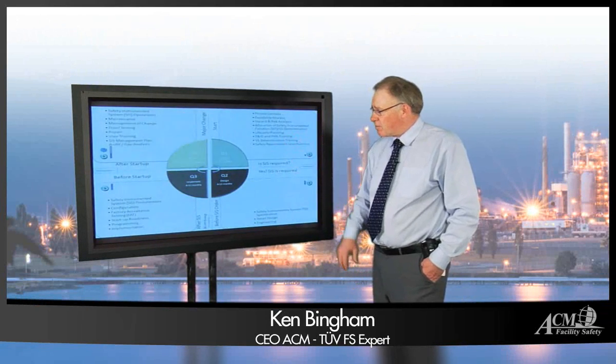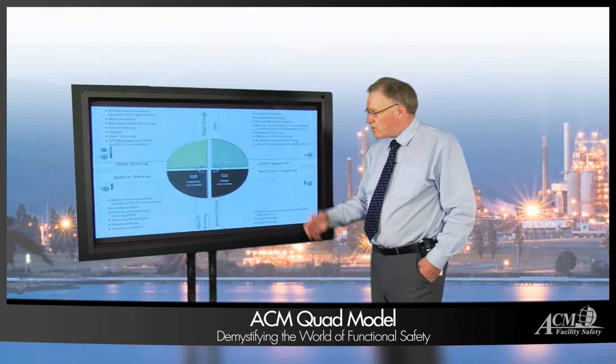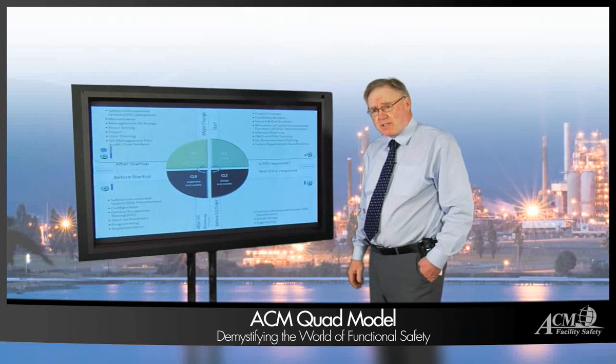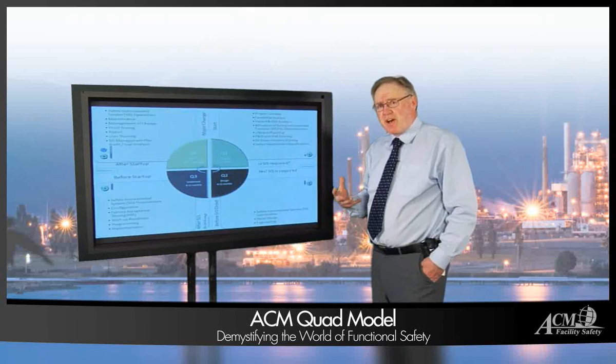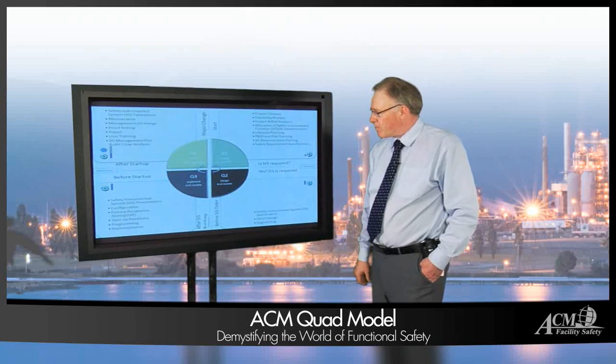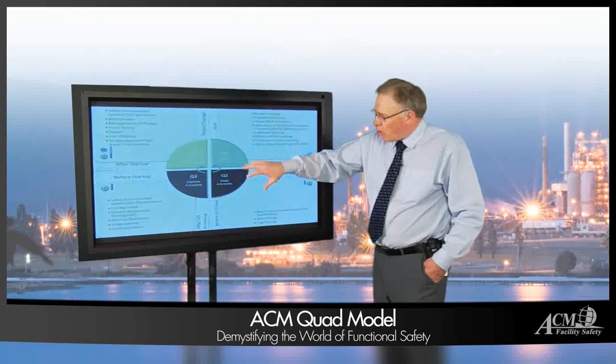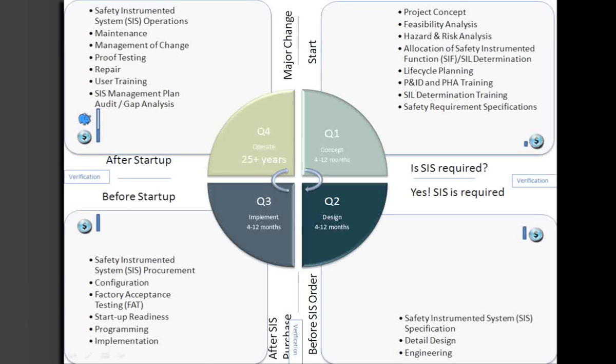I'm here today to talk about the ACM quad model. We use this quad model to explain to our clients, to try to help them demystify the world of functional safety. Now you see here there are 4 quadrants. These are 4 sequential steps on how to roll out functional safety.